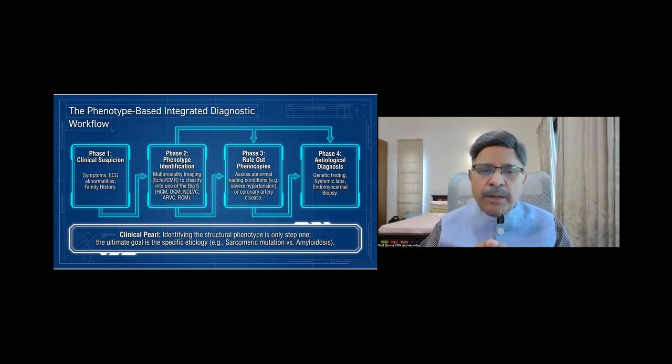The clinical part, identifying the structural phenotype, is only one step. Saying it is dilated or restrictive or hypertrophic is only a part of your job. The ultimate goal is to specify the etiology, like sarcomeric mutation or amyloidosis. Is there an identifiable etiology underlying?